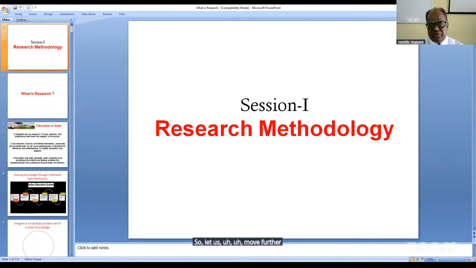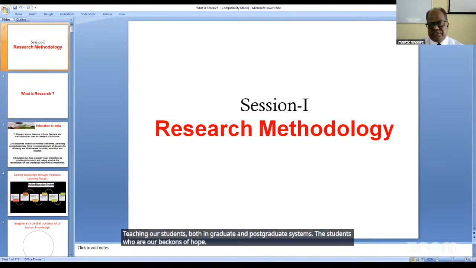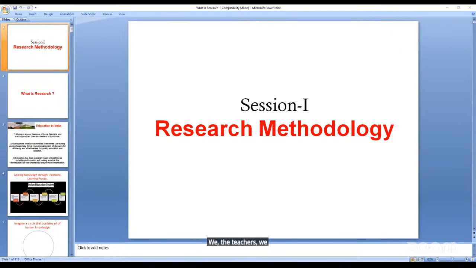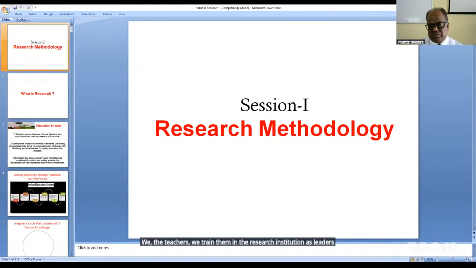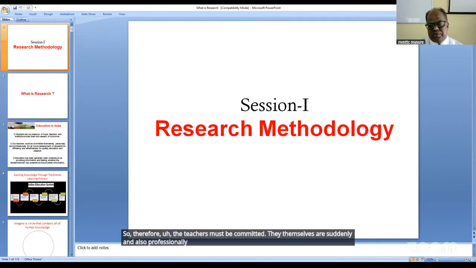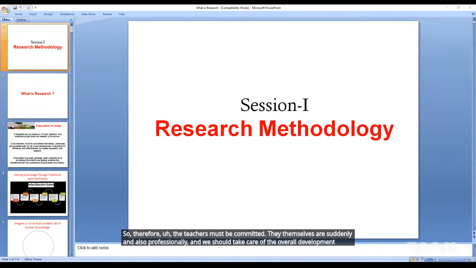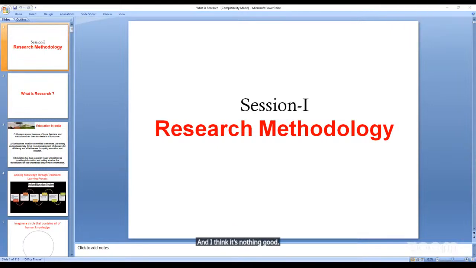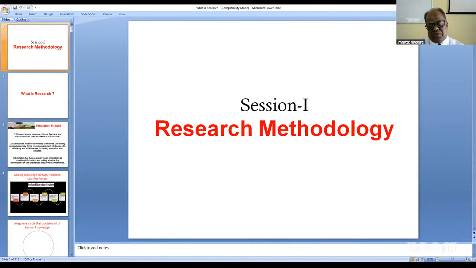move further. We are all teachers, teaching our students in both graduate and postgraduate systems. The students are our beacons of hope; we, the teachers, train them in the research institution as leaders of tomorrow. So the teachers must be committed personally and professionally, and we should take care of the overall development of the student in terms of the efficiency of the teaching, education, and also research.